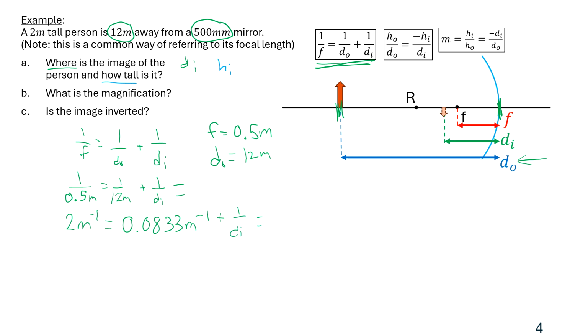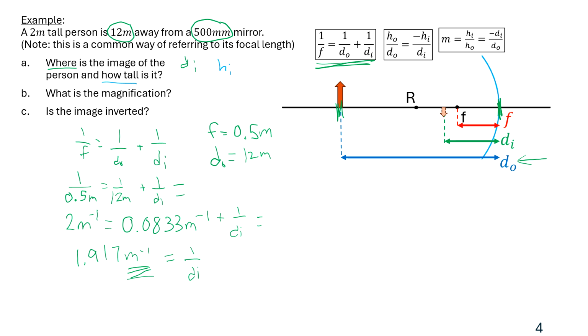And we're going to subtract out the 0.083 from the other side, and we get 1.917 inverse meters is equal to 1 over di. If you've got your units attached, something should be ringing in your head: that meters to the minus 1, that's not a distance. And so we're not done yet. You need to solve for di.